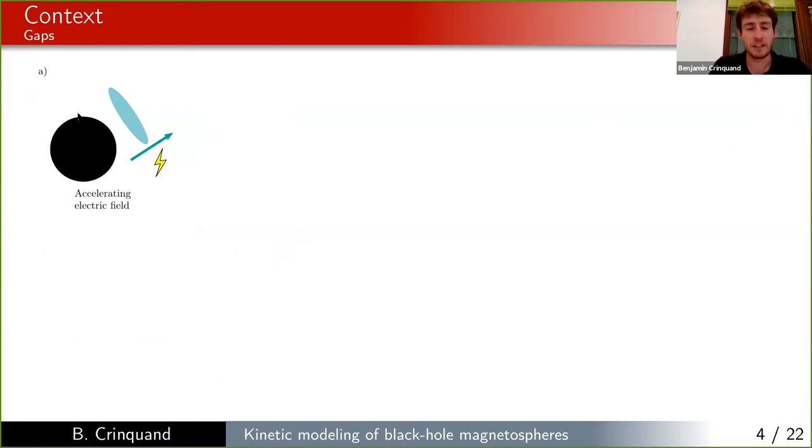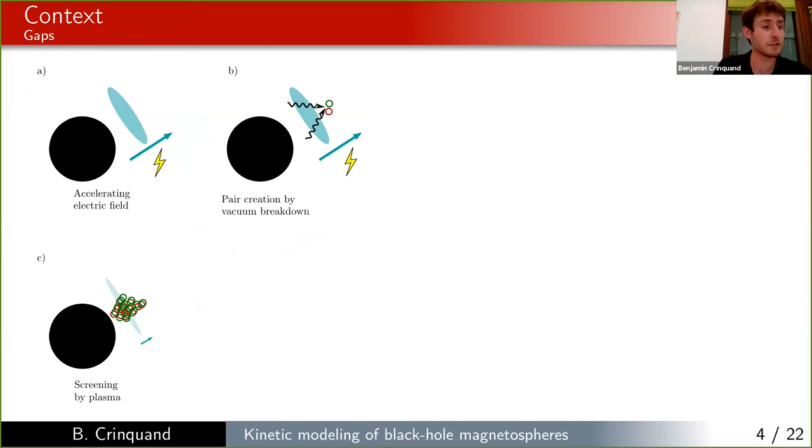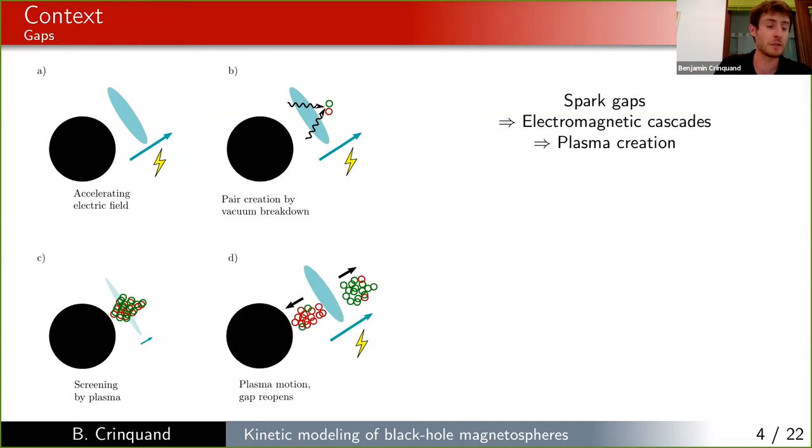Let us assume that there is a gap above the black hole, which means that there is an unscreened parallel electric field, which is able to accelerate particles. Then you will have vacuum breakdown. That means that you will accelerate particles, you will have inverse Compton scattering producing high-energy photons, and then pair creation. With pair creation, we screen the gap, the parallel electric field will drop, but then this plasma will outflow or inflow, and then the gap will be restored. So through the presence of spark gaps, you will trigger electromagnetic cascades, which will then produce plasma in the magnetosphere.